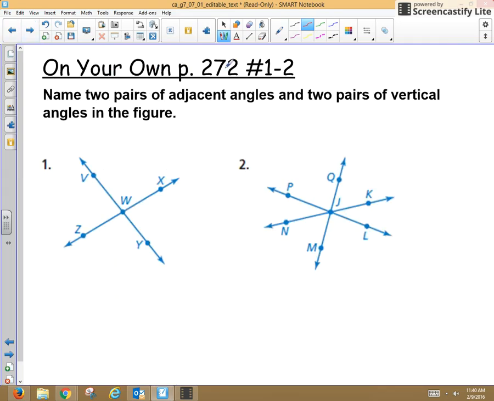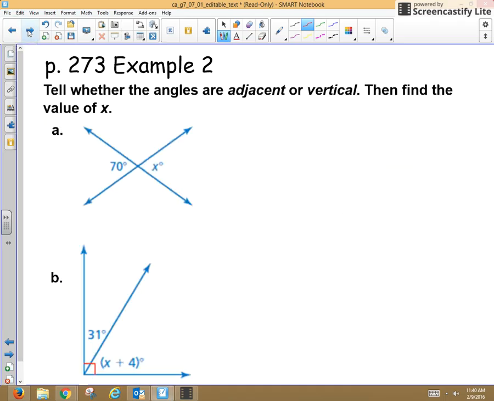Right now, I'd like you to try on your own on page 272. Name two pairs of adjacent angles and two pairs of vertical angles in each of these figures. So remember, adjacent angles are next to each other. They share a common line and a vertex. Vertical angles are when two lines intersect, and the opposite angles are the same measure. Pause the video to work these out.